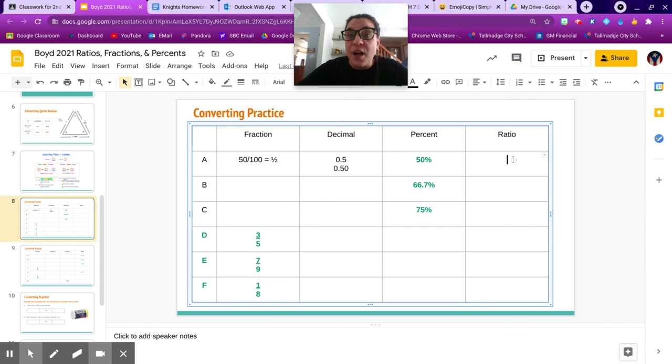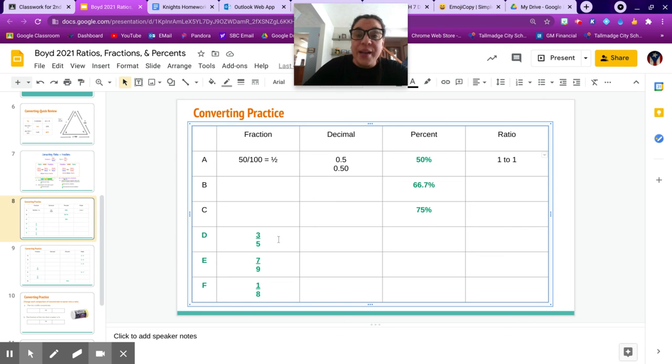So the ratio of summer to winter would be 1 to 1. So that's my ratio, 1 to 1. And if we think about that, that makes sense, because if I add one part to the other part, 1 plus 1 is 2, I can say 1/2 of the kids liked summer, 1/2 of the kids liked winter. All right. The ratio is usually the toughest part for kids. So just do your best with it. I'm going to do one more for you, and then I'm going to let y'all go.